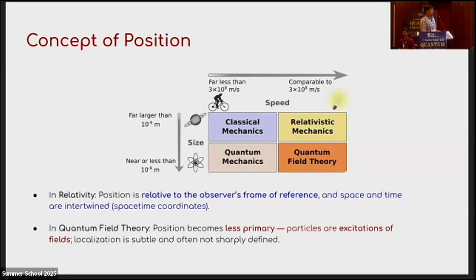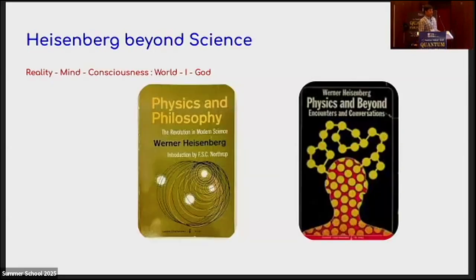And beyond that, even quantum field theory, where everything is described in terms of fields. So particles are actually described as excitations of fields. There you cannot even define the position of a particle; it becomes much subtler and often not sharply defined. So this is about the concept of position.